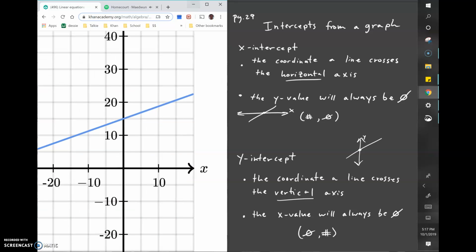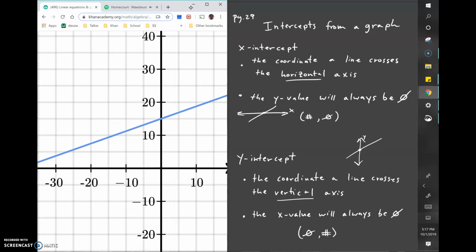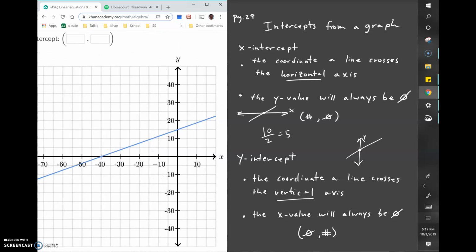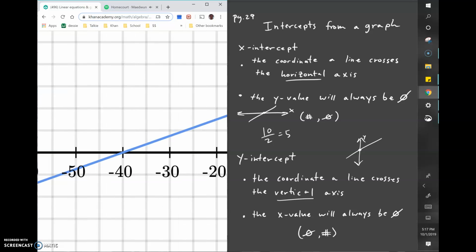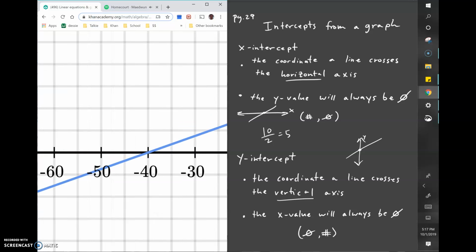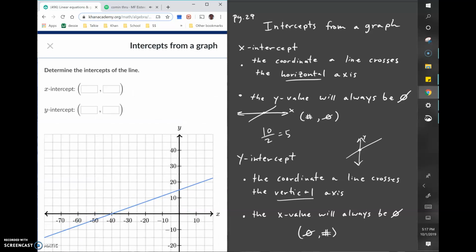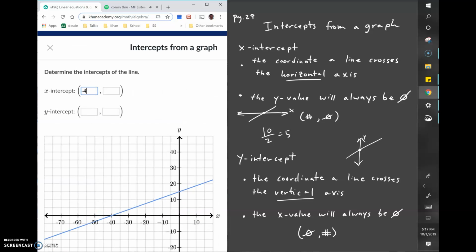So here it looks like every 2 boxes is 10, which means if I take 10 and divide it by 2, each box is 5. So they're going up by 5. So let's go ahead and do the x-intercept. The x-intercept, where it's crossing the horizontal, is crossing at negative 40. So negative 40 is crossing, and we know that the y value there is 0.